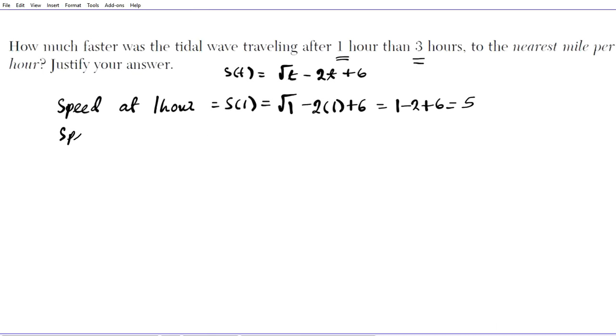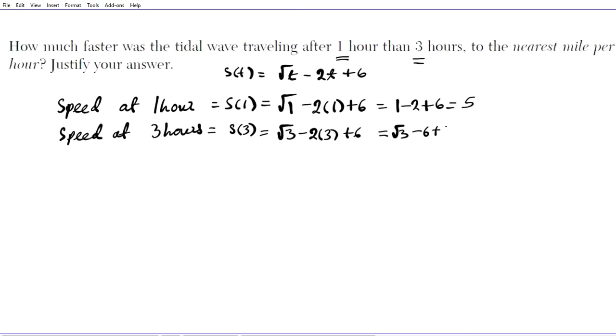And then the speed at 3 hours, evaluate the function at t equals 3. So we're going to have root 3 minus 2 times 3 plus 6. Okay, so root 3 cannot be reduced any further. Negative 6 plus 6, these cancel out to root 3.